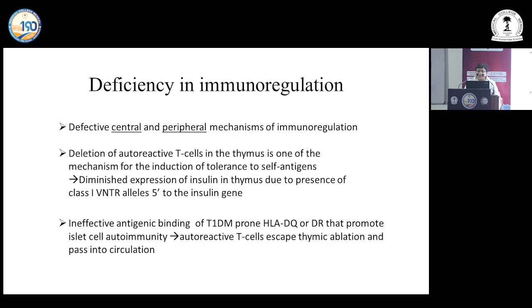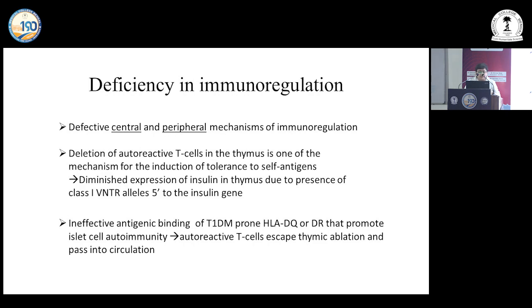Now, the deficiency in the immunoregulation which occurs in autoimmune diseases. It has been postulated that there are defective central and peripheral mechanisms of immunoregulation. Like the deletion of the autoreactive T cells in the thymus, which is one of the mechanisms proposed for the induction of tolerance to self-antigens. Diminished expression of insulin in the thymus is due to the presence of class 1 VNTR alleles 5' to the insulin gene, which we have already discussed earlier.